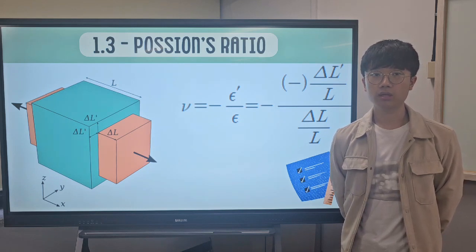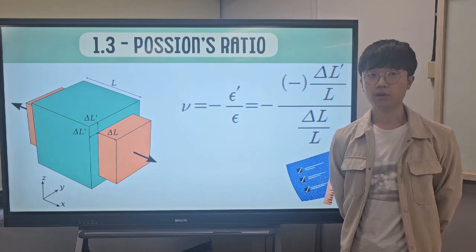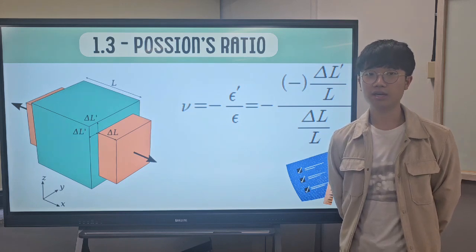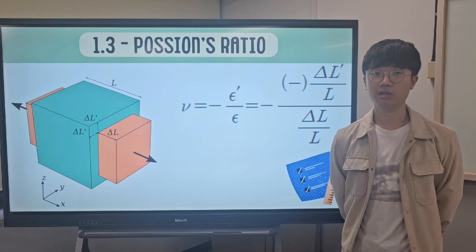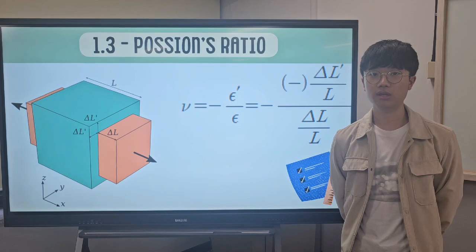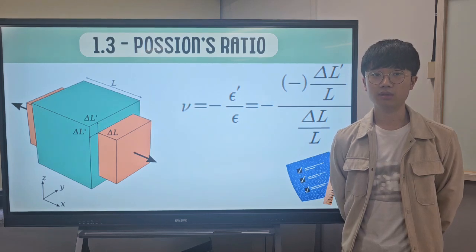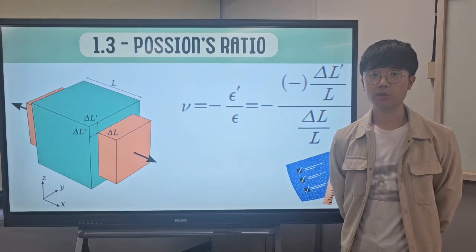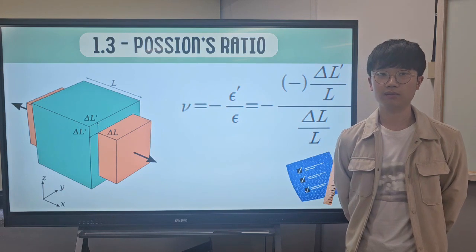To correct this, there is a minus sign in Poisson's equation. So, generally, Poisson's ratio comes out as a plus value. Conversely, even if compressive stress acts in the axial direction, Poisson's ratio is plus because the signs of the two strains are relatively different.